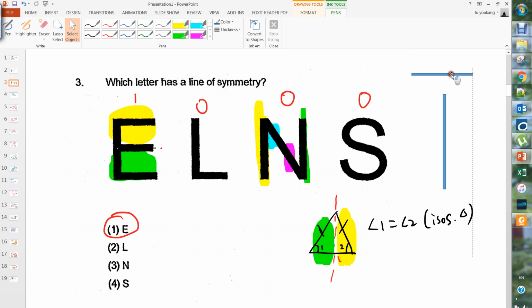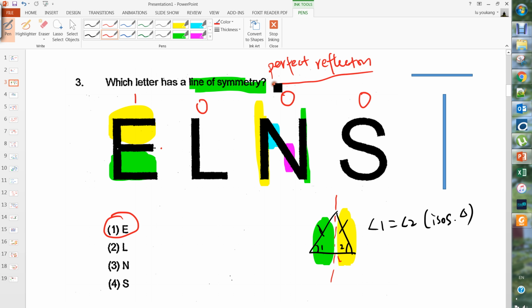And then the important key point of line of symmetry, the meaning of it is what? You need to have what? Perfect. What's the key? Reflection. Very good. Perfect reflection. Perfect reflection means exactly the same. Exactly the same means exactly the same place also. So just now when we tested for the N, right? The blue part is on top, and then the pink is below. So is it a perfect reflection? No. So that's why we have 0 lines of symmetry for N. That's why the answer for this question is number 1.